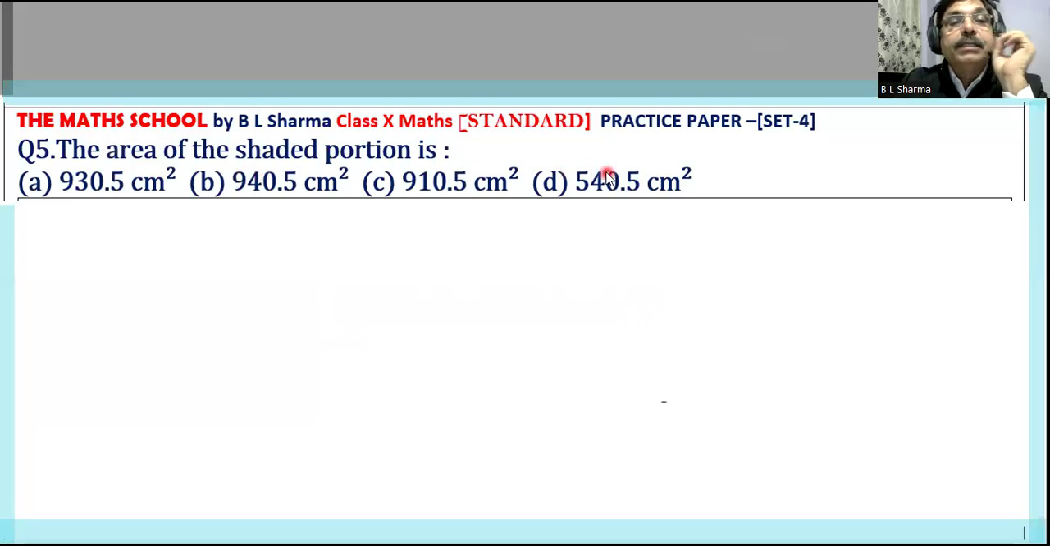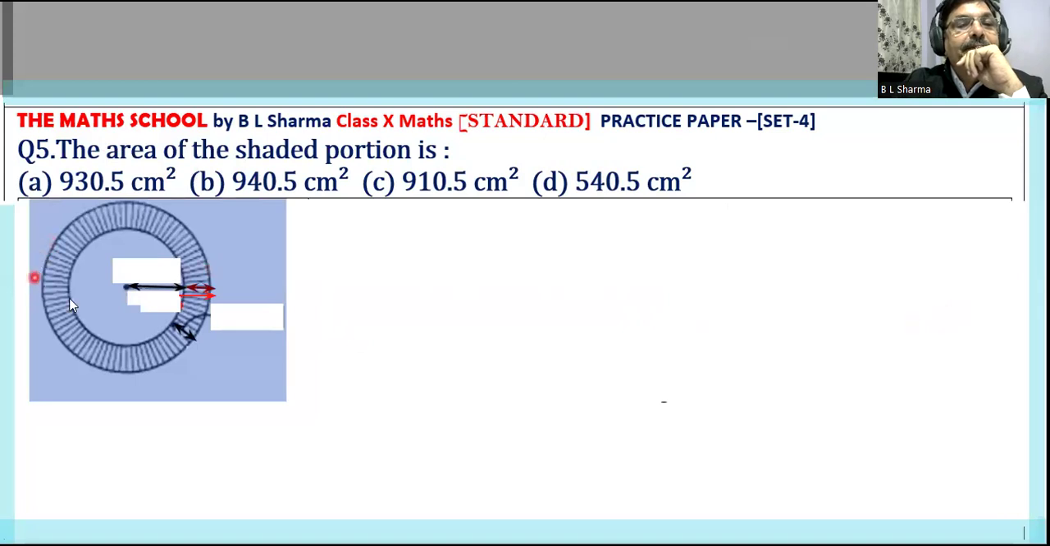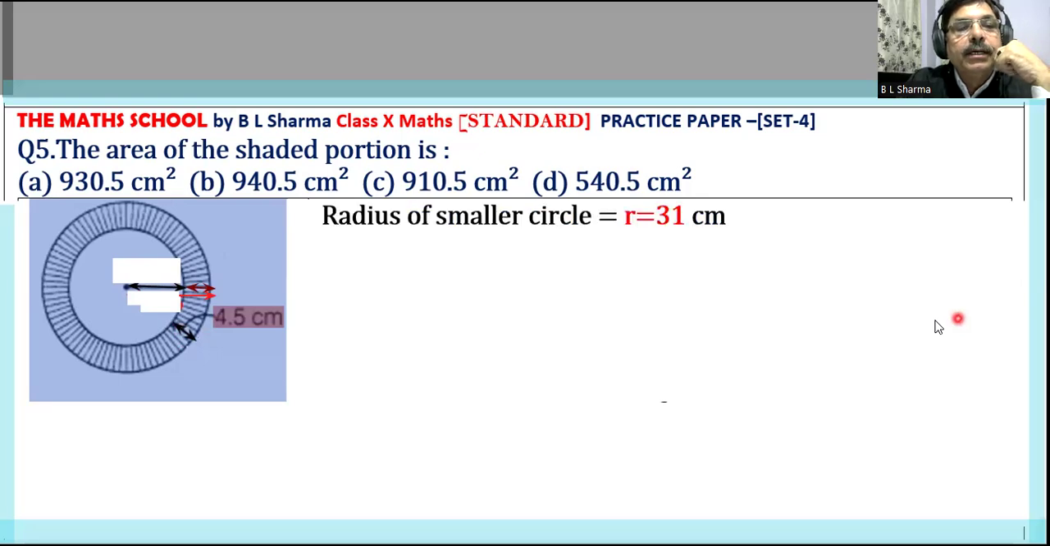The area of the shaded region is, and the shaded region is this. But what are the dimensions? रेडियस और क्या विड्थ दे रखा है, ये shaded region है. और देखिए ये इसका जो विड्थ है, दो सर्कल के बीच का जो ये डिस्टेंस है बाउंड्री का, that is 4.5 centimeter, and what is the radius of the inner circle, that is 31 centimeter.